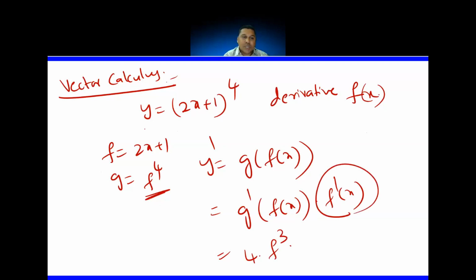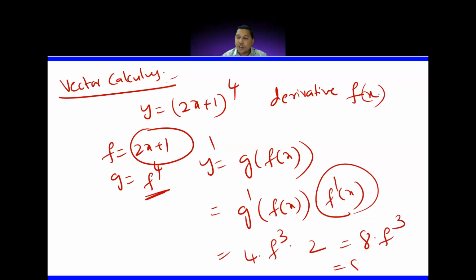f of x is 2x plus 1. Derivative with respect to x is 2. So this is 8 into f power 3. So 8 into our f value, 2x plus 1, whole cube. So we get the same answer. Okay, so these are a few simple rules. These three rules are sufficient for learning derivatives.